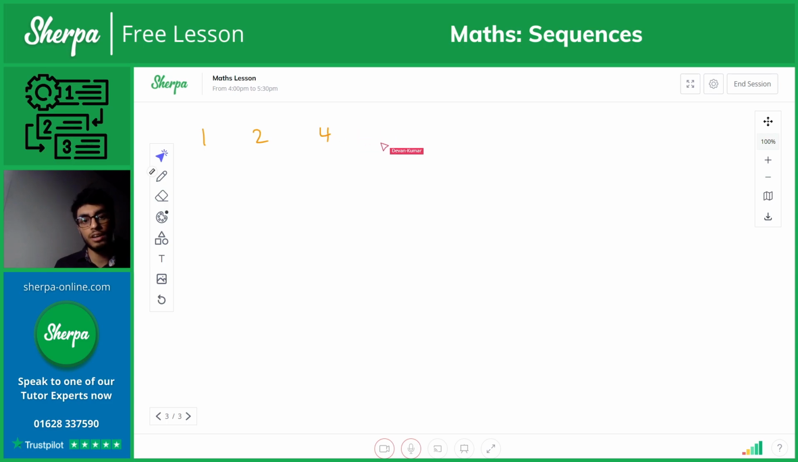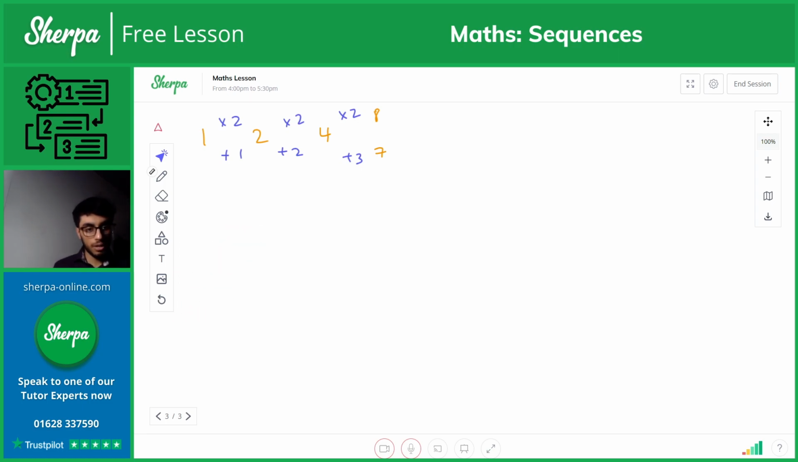So 1, 2, 4, and then either we can have 7 or we can have 8, depending on what the type of sequence is. So one type of sequence could be +1, +2, and then +3. That's a quadratic type of sequence. And then this is times 2, times 2, and times 2. Again, that's a different type of sequence, which actually you don't need to worry about just yet for GCSE. But we'll go into it anyways, because I think that it's very interesting and not too difficult.